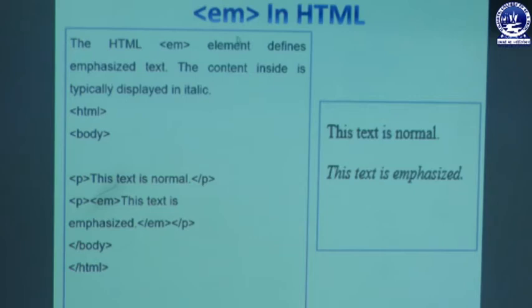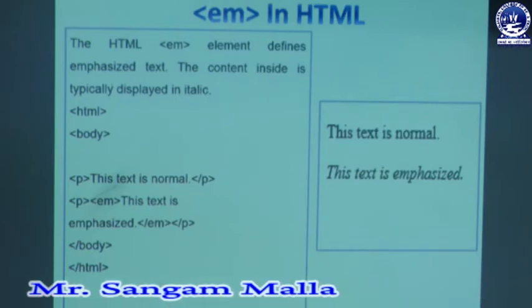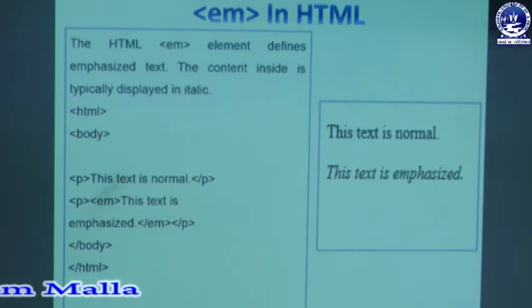So it depends on the user or the programmer what type of text they are giving. If they have to give emphasized text, they can give the EM tag, whereas if they want to give the I tag or italics, they can give the I tag. So you can see the source code is written over here, that is HTML followed by body.